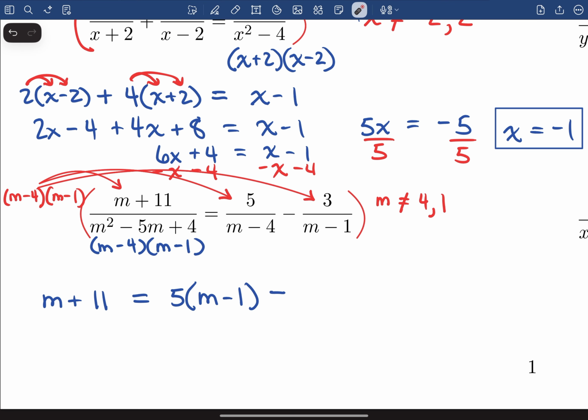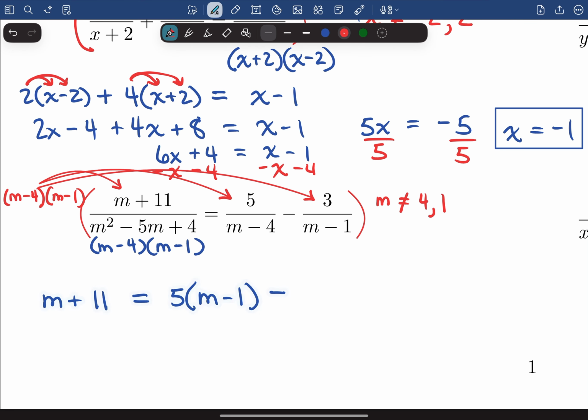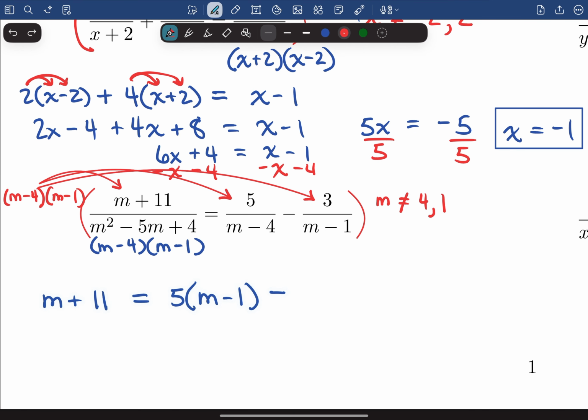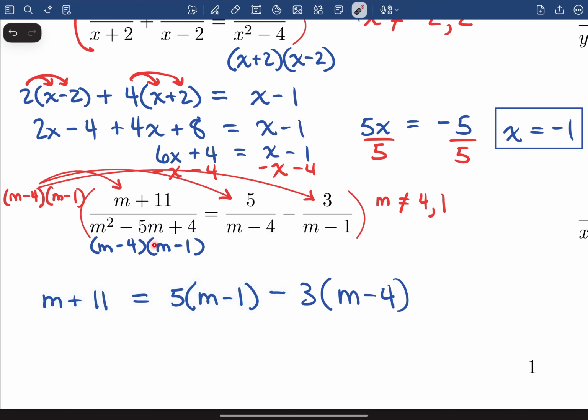And now I'm multiplying m minus 4 times m minus 1 by the last fraction. And I notice the factors that cancel on top and bottom are, well, this m minus 1 cancels this m minus 1. And so 3 is going to be multiplied with m minus 4. Let's go ahead and do that. 3 is multiplied with m minus 4. There we go. Great. And so now that I multiplied this rational equation by the LCD, I now have this resulting equation. And I'm going to solve it for the variable m.